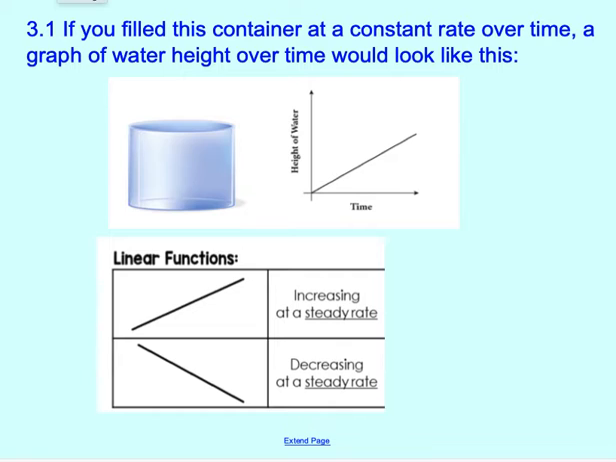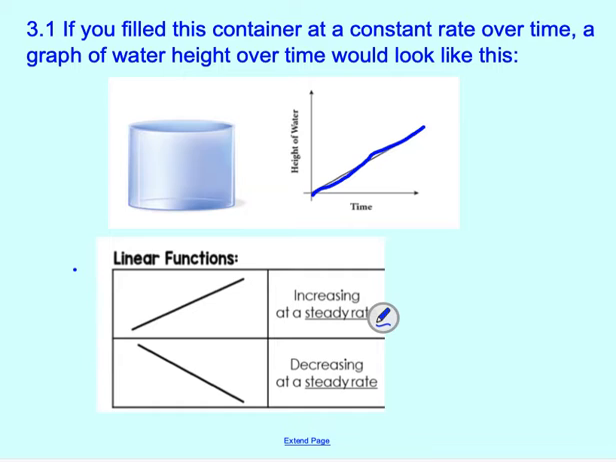All right, looking at this picture here, you can see what looks like a container, maybe like a pop can or something like that. And it says if you filled the container at a constant rate over time, like imagine water going in, a graph of the water height would look pretty linear. As time goes by, the height of the water will rise at a steady rate. We're assuming there's no holes in the container or anything like that.